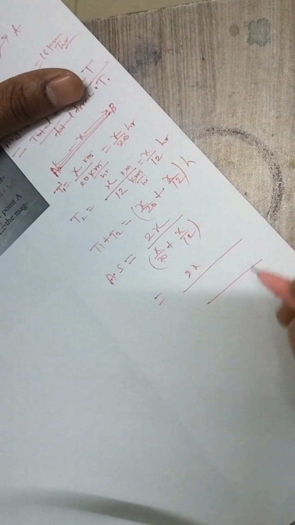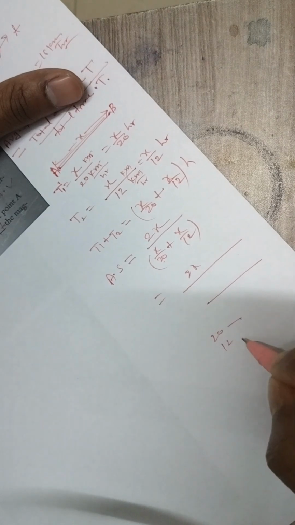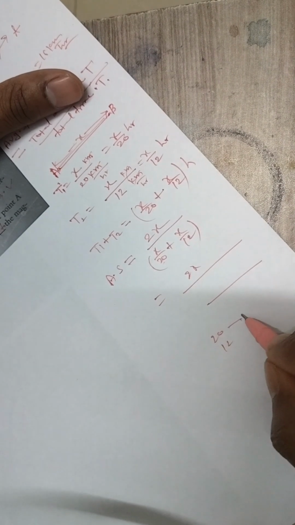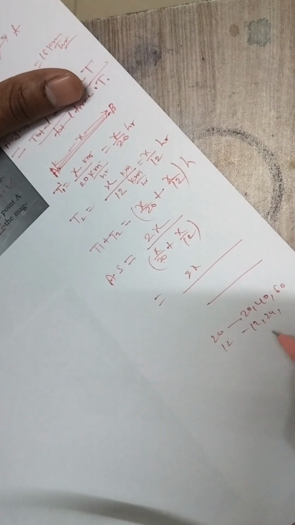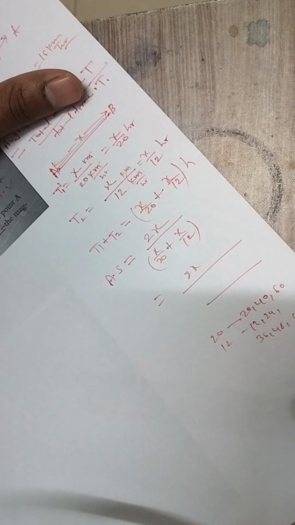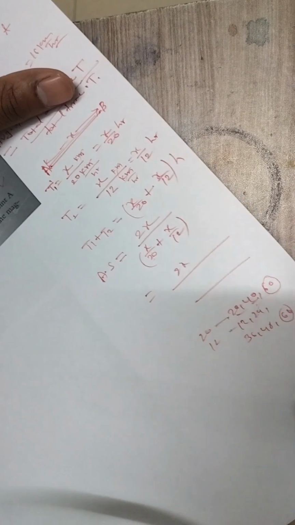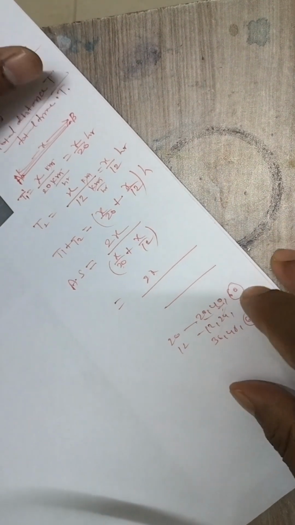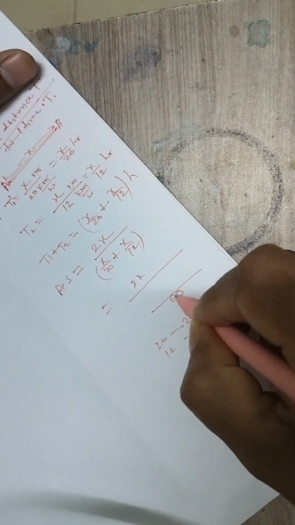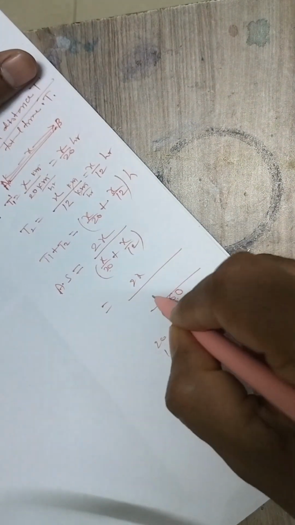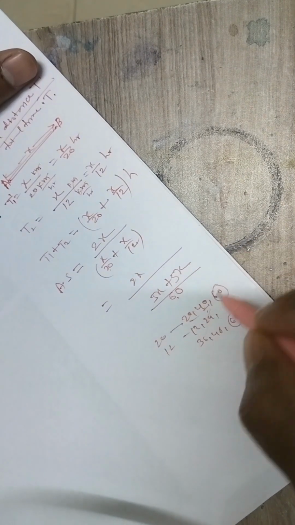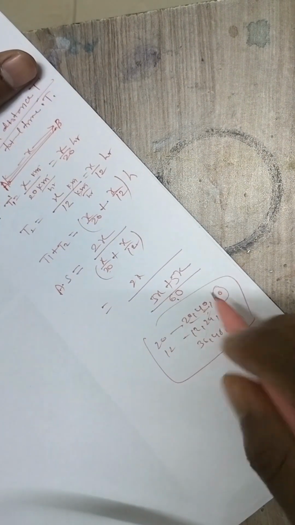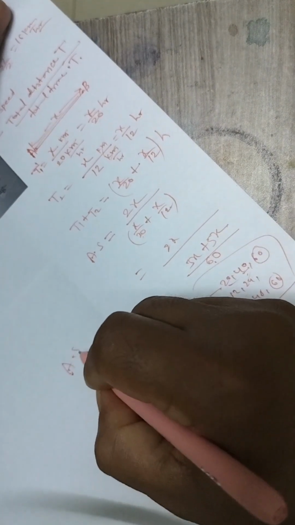You read the table of 20 and 12, wherever it matches first: 20, 40, 60; 12, 24, 36, 48, 60. First time 60 is matching, and 40 is not in this table. So in a simple way you can say that the LCM is 60. 60 divided by 20 is 3, so 3x; 60 divided by 12 is 5, so 5x. This 60 will come.